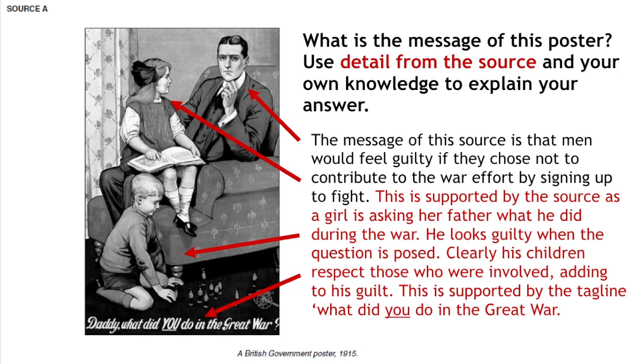This is quite a nice source, a really good source. I love this source because it's quite easy to pull out the message and then find evidence to back it up. In terms of the own knowledge, with sources like this, and with most sources to be fair, you're looking at what happened at that time, because remember, it's contextual knowledge, and contextual means relevant. So you need to be talking about stuff that happened at that time.